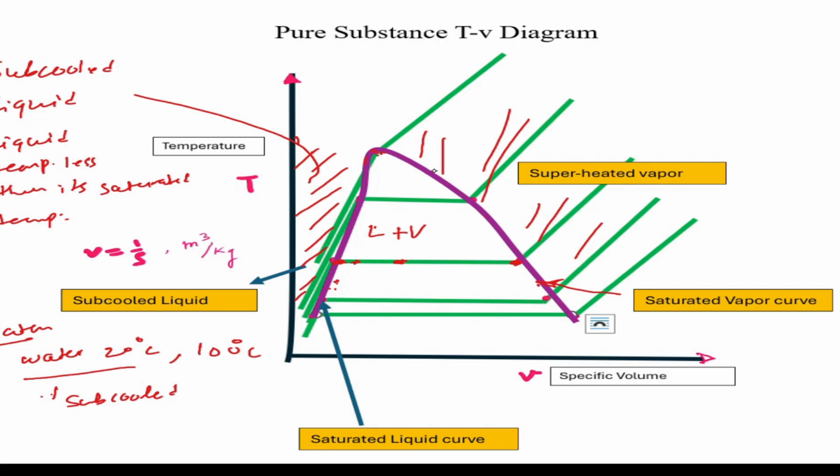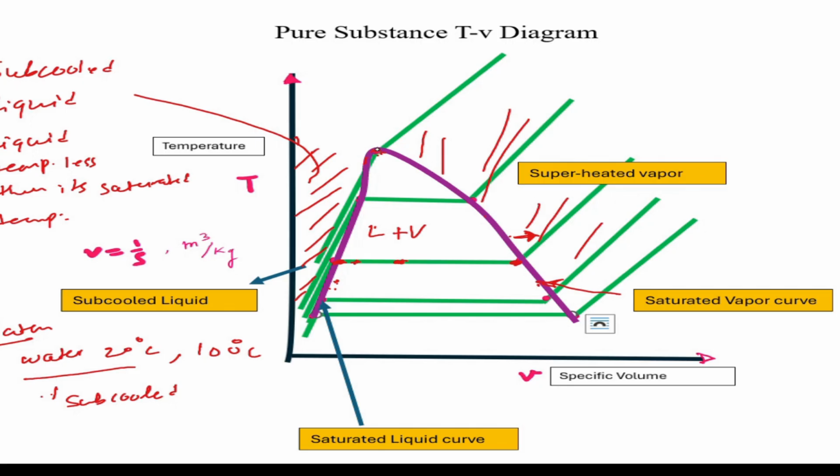And this area I am drawing, the area on the right-hand side of this curve, the saturated vapor line, is the superheated vapor region.